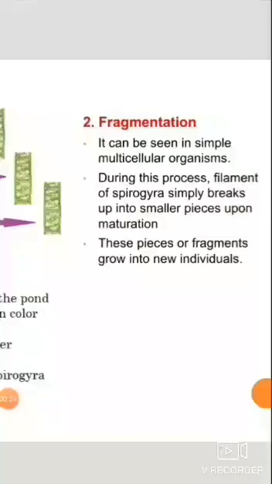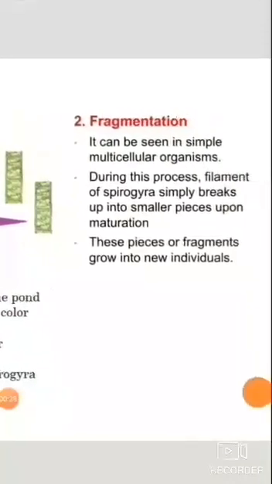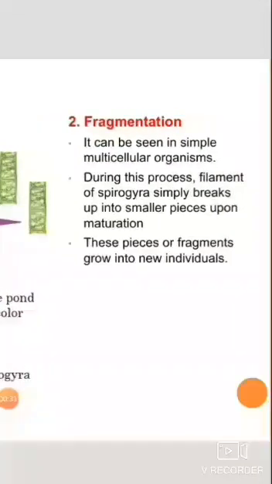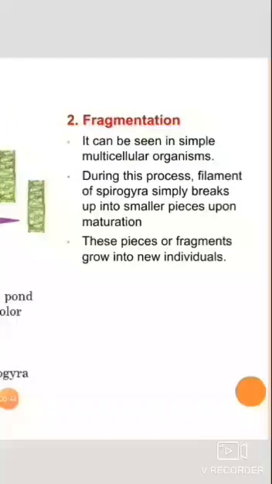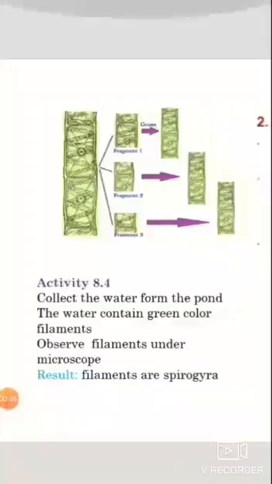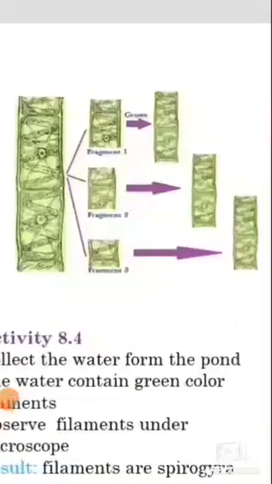During this process, the filament-like organism splits or breaks, because of water current or some mechanical way, into small pieces. Now each piece regenerates, or is generated, as a new individual. This piece grows into a new individual. This is the fragmentation process. We can see this process in Spirogyra and also in Hydra.